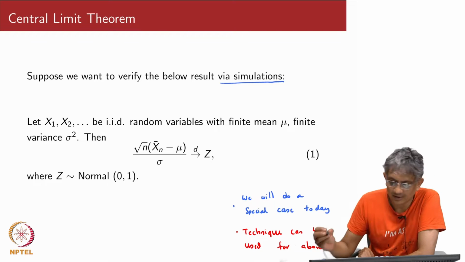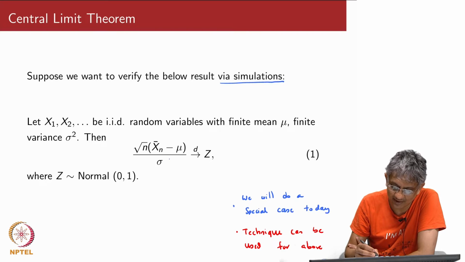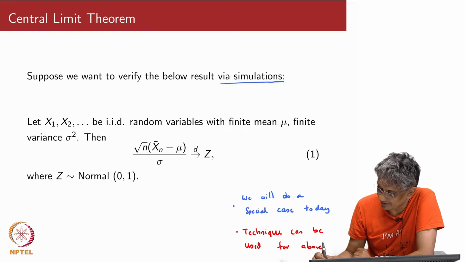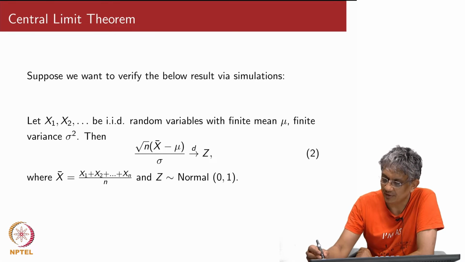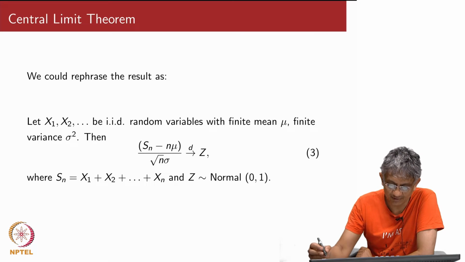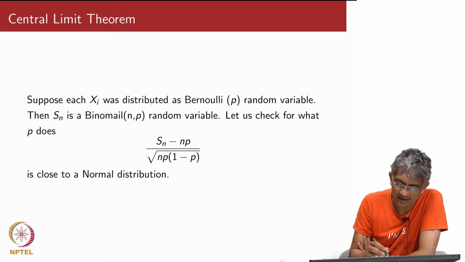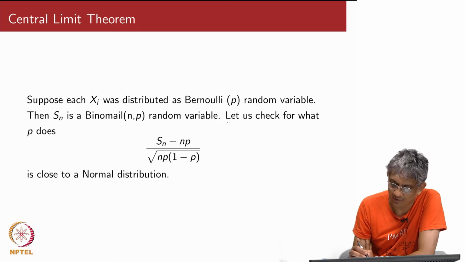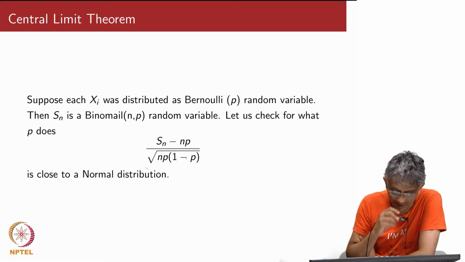Okay, very good. So, what I will do is I will not show the general central limit theorem, which says that root n times (X n bar minus mu) by sigma converges to normal 0, 1. I will do the binomial case that we did before. I will take each Xi distributed as a Bernoulli p random variable, then Sn is a binomial n, p random variable, which you have checked before. Then we want to check for what p this statistic, Sn minus np by root of np times (1 minus p), is close to the normal distribution.